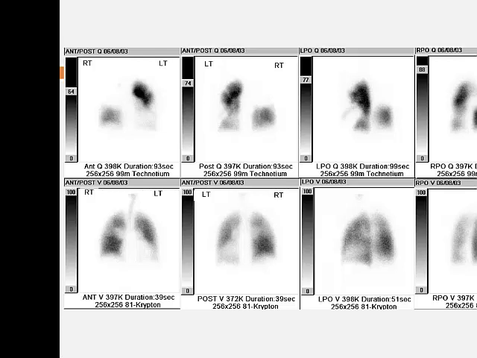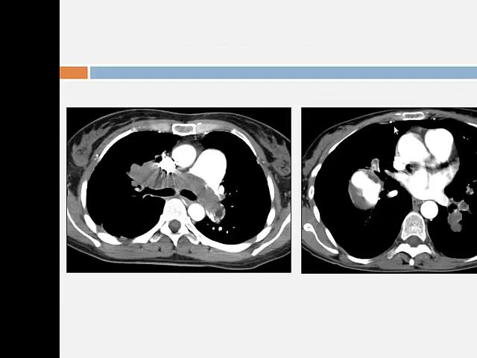But can you agree there are multiple areas of mismatch? So this would be reported as a high probability VQ scan, right? So we can say, yeah, high probability thromboembolic disease, thank you very much. Okay, so now we do a CT, oh my God. Is this really a PE? There's definitely filling defect within the main pulmonary arteries. But what do you notice about the pulmonary arteries that are a little bit odd here?